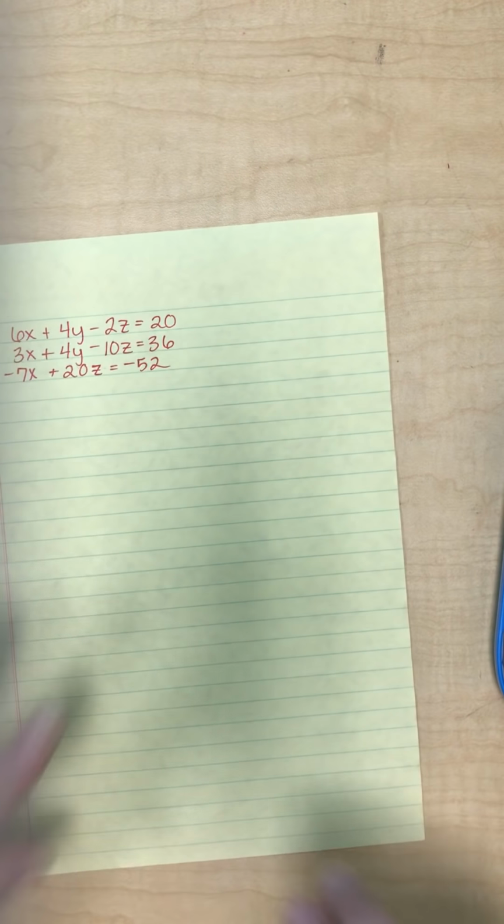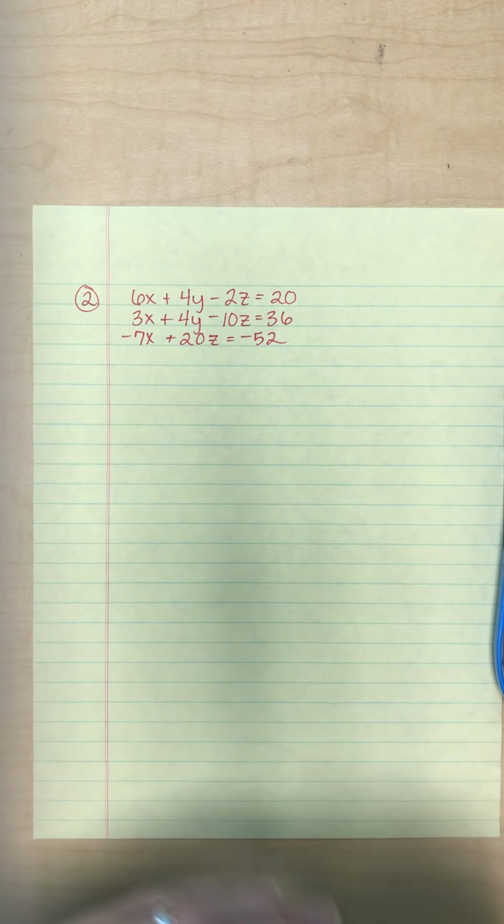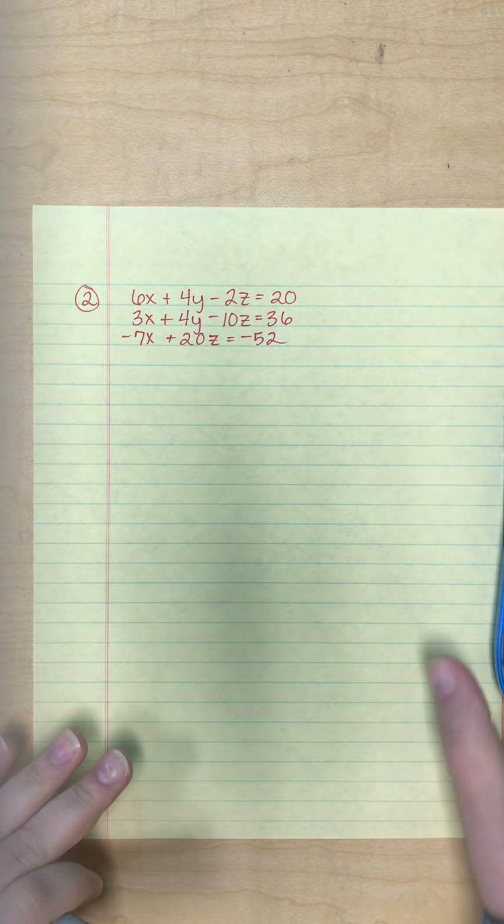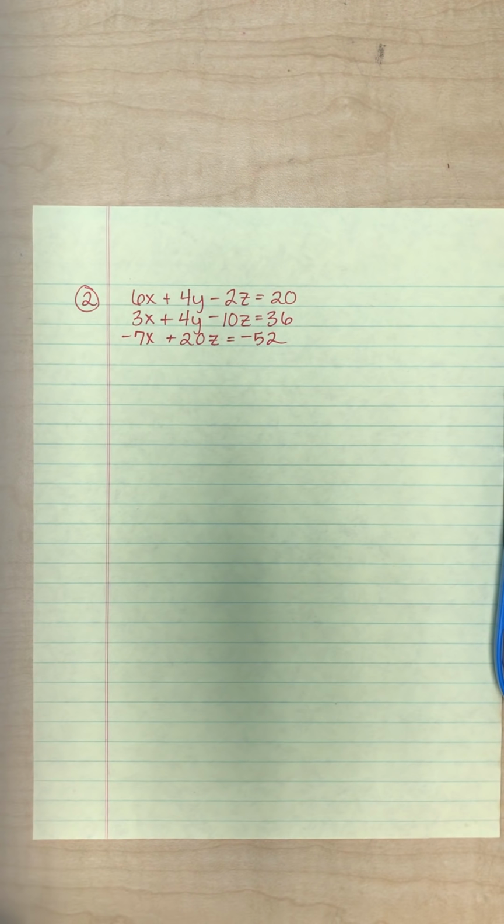All right, so let's look at another one here. Here is where it gets a little bit more complicated. Now we don't just have two variables anymore. This is where matrices are really going to come into play and be extremely helpful for us.